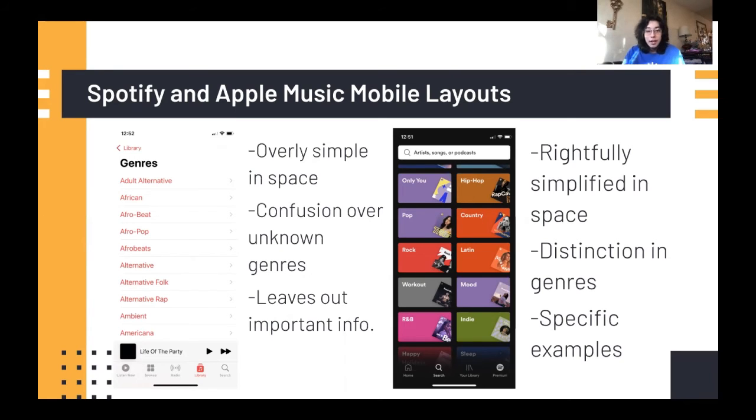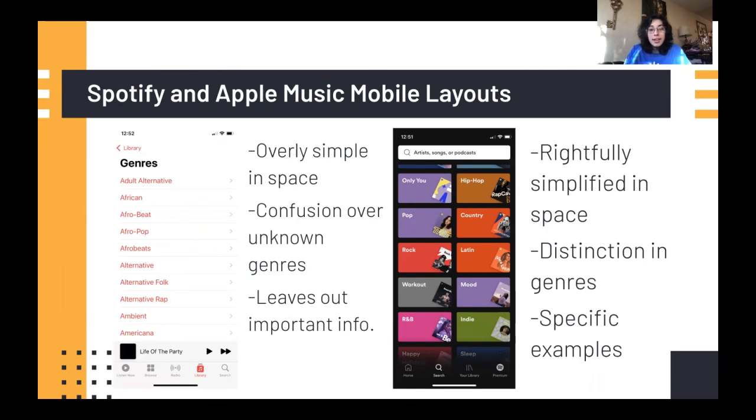One example that I would call a little less successful is the Apple Music mobile layout. I actually use Apple Music because of a situational thing I have going on, so I relate to how this could be a little more difficult. But as you can see on the genres tab, Apple Music has just a bunch of really oversimplistic little lines of text, A through Z, what the genres are: adult, alternative. I know what alternative is, but I don't know what adult has to do with anything.